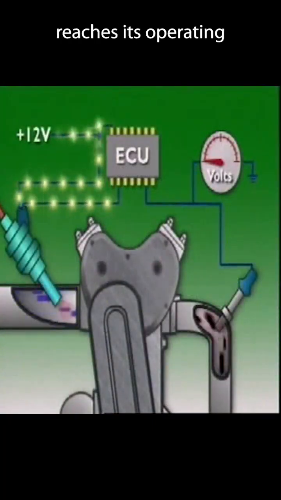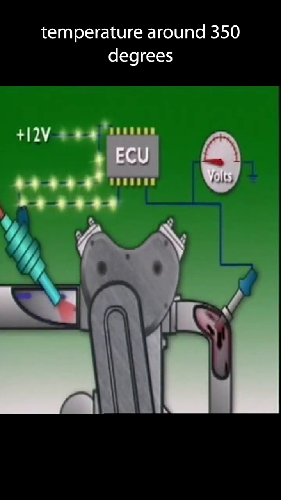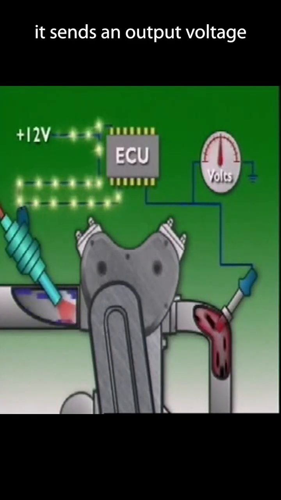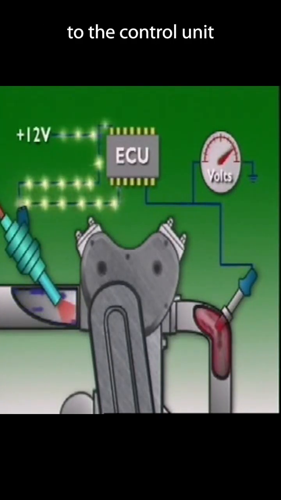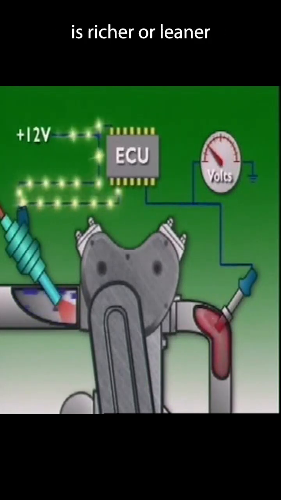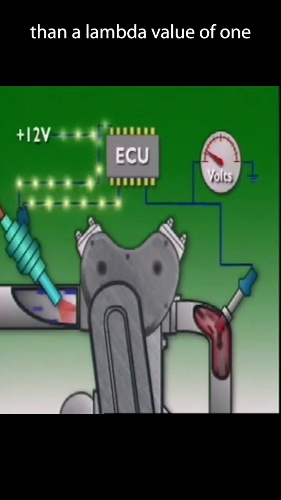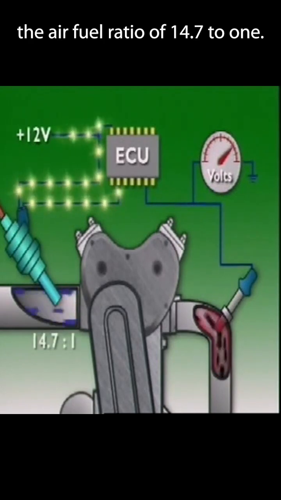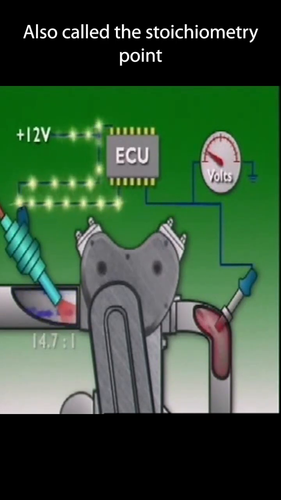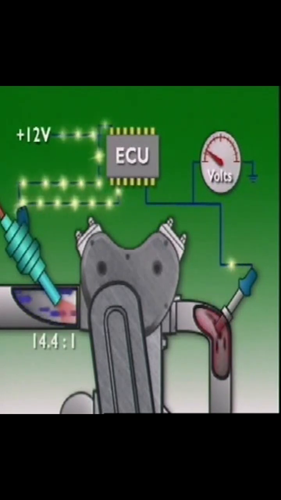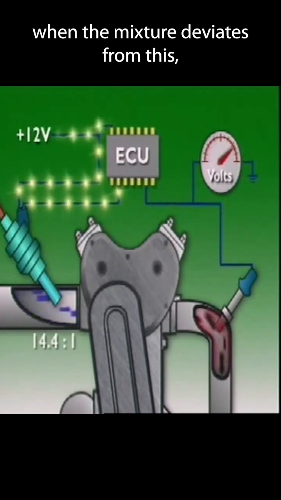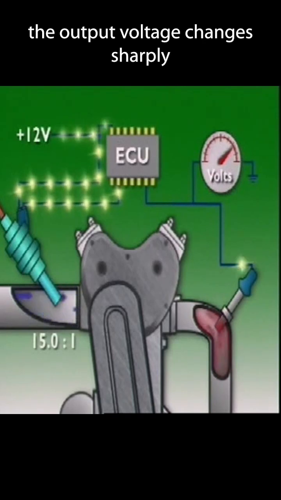When the lambda sensor reaches its operating temperature, around 350 degrees, it sends an output voltage to the control unit to signal whether the mixture is richer or leaner than a lambda value of 1. That is, the air-fuel ratio of 14.7 to 1, also called the stoichiometric point. When the mixture deviates from this, the output voltage changes sharply.